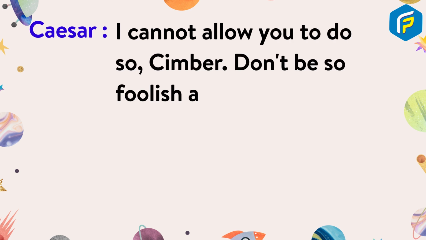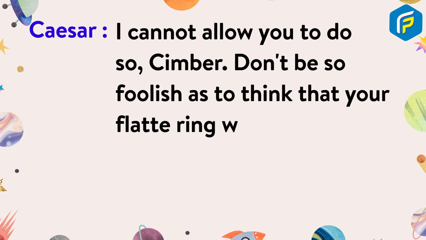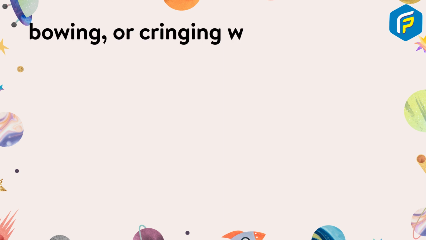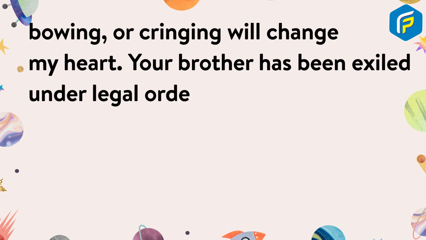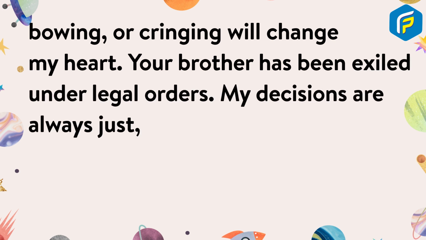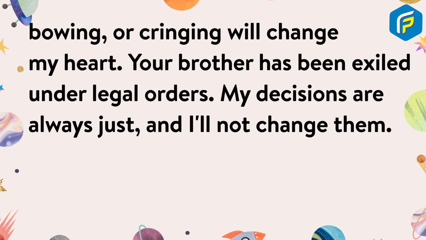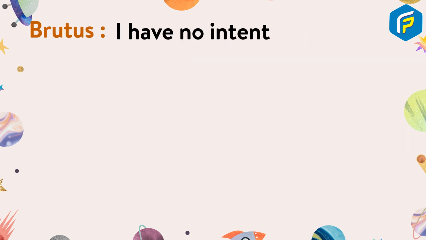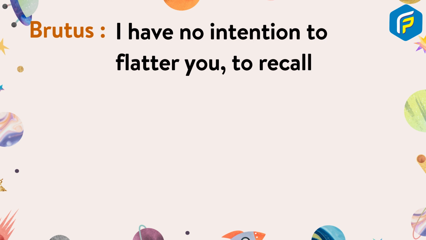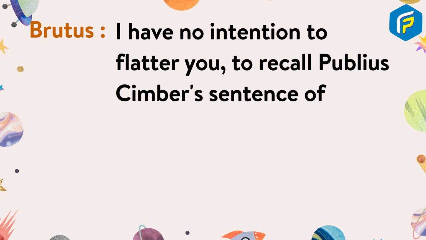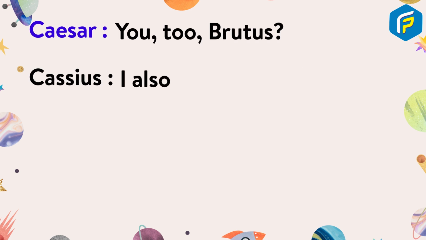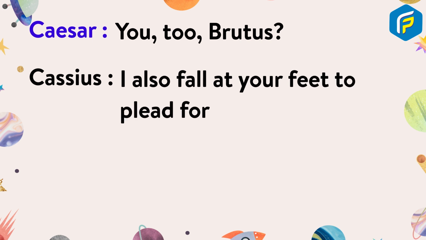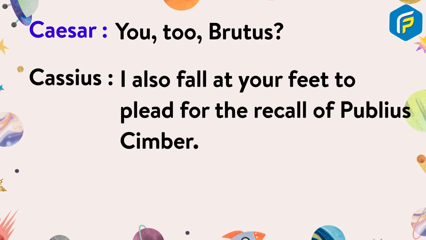Simba, don't be so foolish as to think that your flattering words, bowing or cringing will change my heart. Your brother has been exiled under legal orders. My decisions are always just and I'll not change them. Brutus, I have no intention to flatter you, to recall Publius Cimber's sentence of banishment immediately. Caesar, you too, Brutus? Cassius, I also fall at your feet to plead for the recall of Publius Cimber.